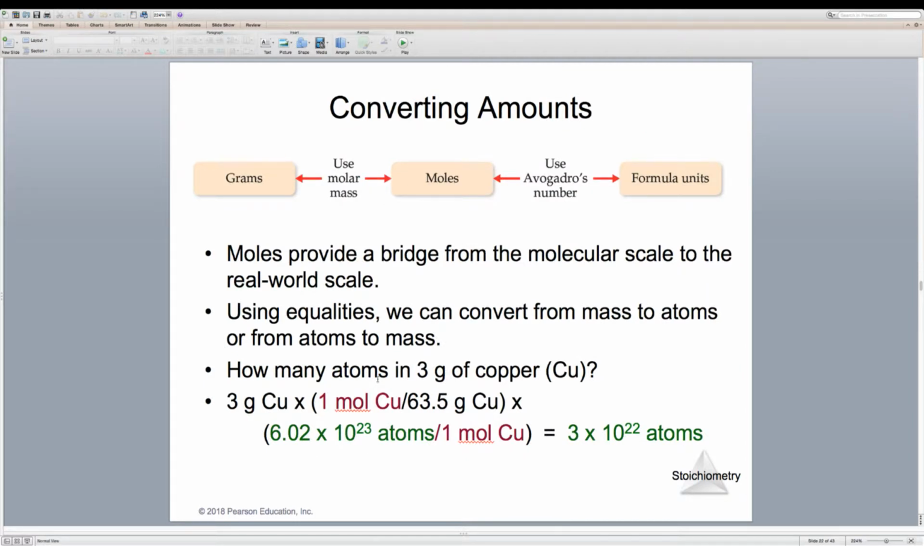When we talk about conversion, you need to take a look at some of my Workout Wednesday videos if you're not familiar with this or you don't remember this from your prior courses. But we are always going to be using conversion factors and dimensional analysis to do these conversions. To convert from grams to moles, we use molar mass. To convert from moles to formula units, we use Avogadro's number. And we're going to do some of that in the in-class worksheet as well.